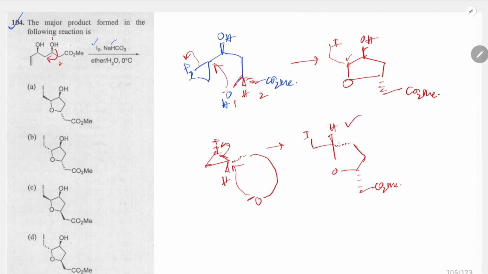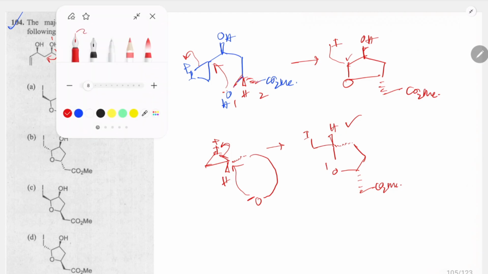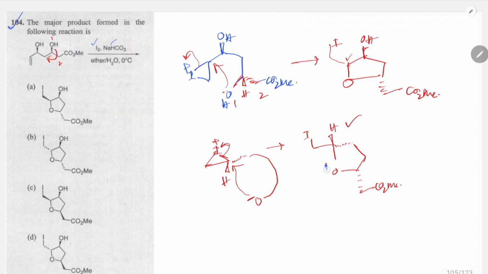So what is the configuration of this center? Let's see. This is 1, this is 2, and this is 3. 1, 2, 3 clockwise, 4 priority group up. This is the S configuration. If we see in this center, this is 1, this is 2, this is 3. 1, 2, 3 clockwise and 4 priority, S configuration. So option B is correct.